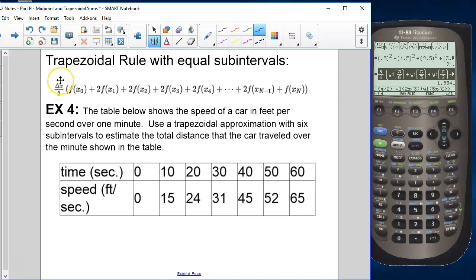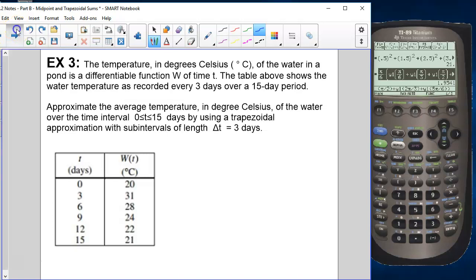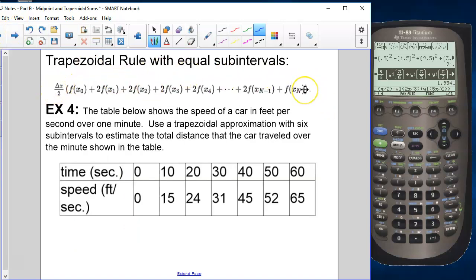So for the trapezoidal rule, if you have equal subintervals, so if each one of your subintervals is the same, you can kind of shortcut the trapezoidal rule just a little bit. And you can do that by doing delta x over 2. This is on the next slide. Delta x over 2, which that delta x, that's the height of the trapezoids.